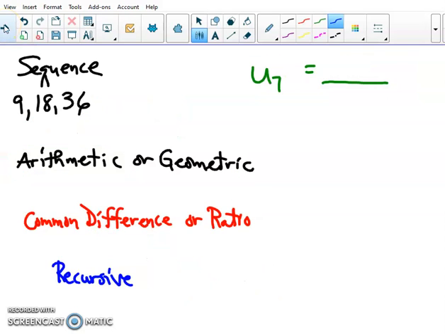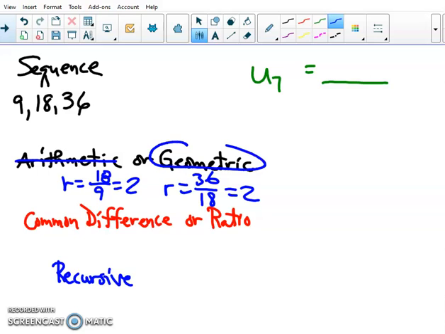For the second problem, the sequence is 9, 18, and 36. The difference between 9 and 18 is 9, and the difference between 18 and 36 is 18. So this is definitely not an arithmetic sequence. So we check to see if it's geometric. We take the second answer, which is 18, divided by the first answer, and that's 2. We take the third answer and divide it by the second answer, and we also get 2. So this is a geometric sequence because the R value, the ratio, is always the same. So R, the ratio, is 2.